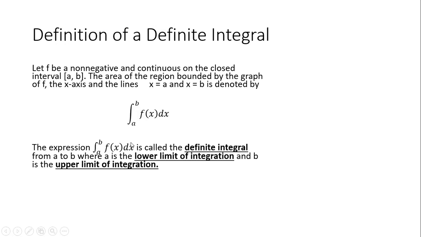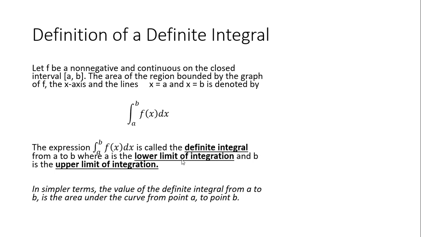Okay. So the expression, the integral from a to b of f of x dx, is called the definite integral. Where the lower limit is the number that's on the bottom, that a, and the upper limit is the number that's on the top. Okay, so in simpler terms, the value of that definite integral from point a to point b is the area underneath that curve.